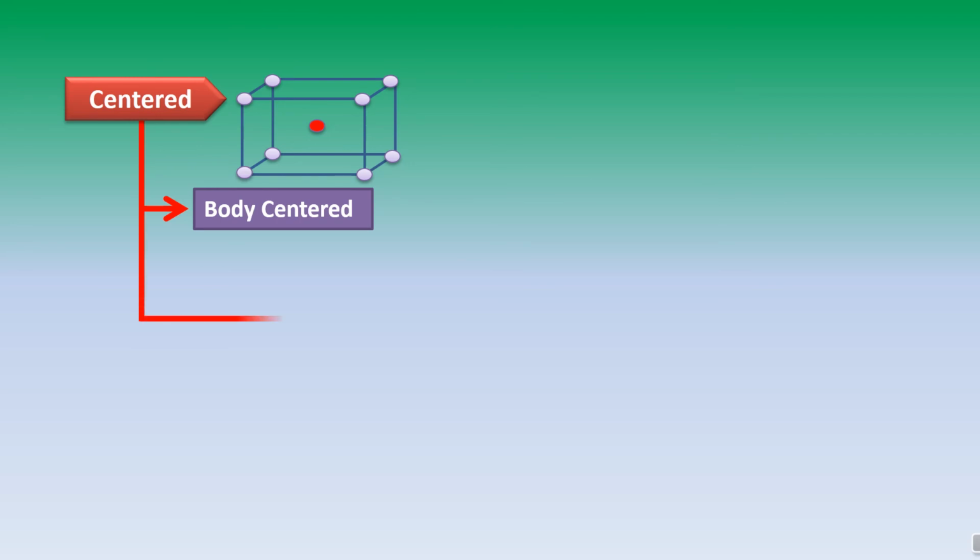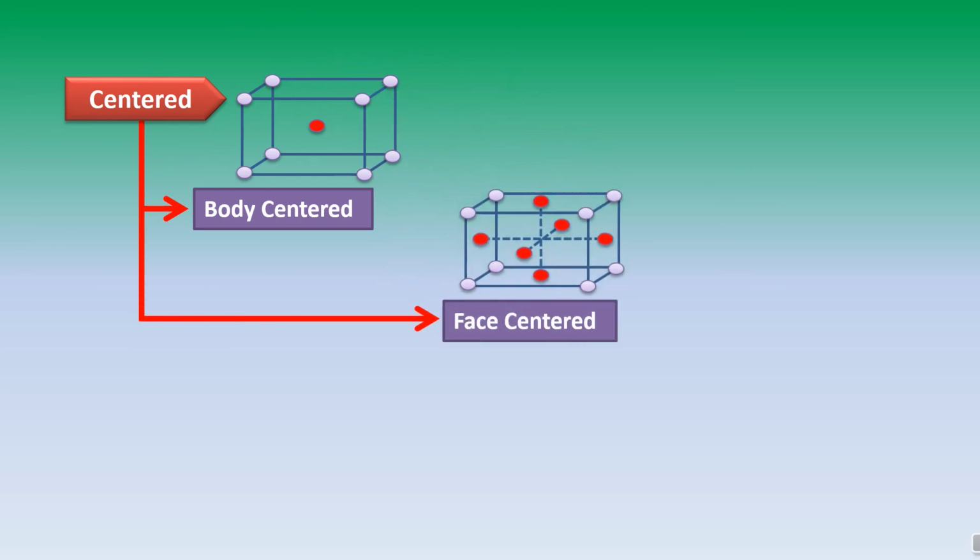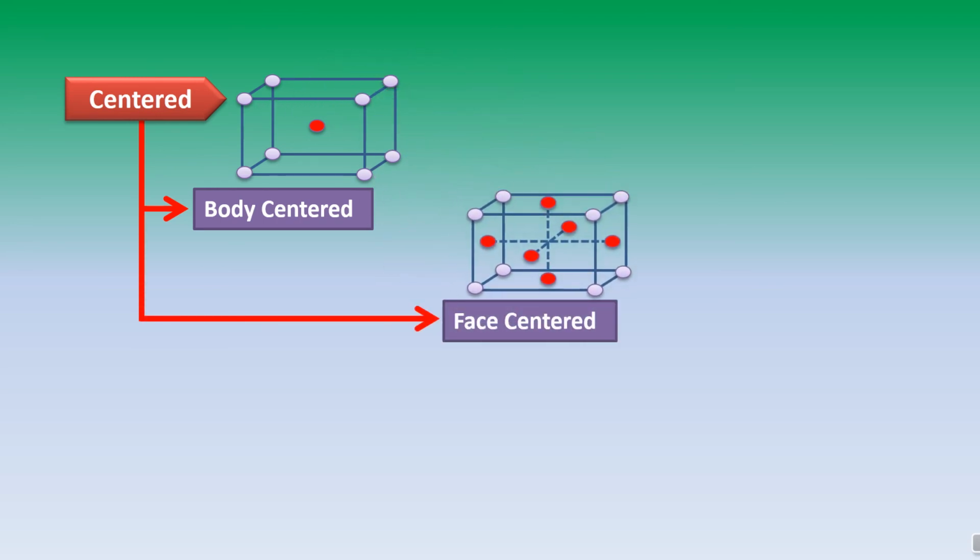Next one is face centered. In face centered unit cell, atoms are at the corners. In addition to that, there are 6 atoms at the face centers. Why 6 atoms? Because if you consider a crystal or a unit cell, there are 6 faces and each face center has one atom. So totally 6 face centered atoms, and that is called as face centered unit cell.